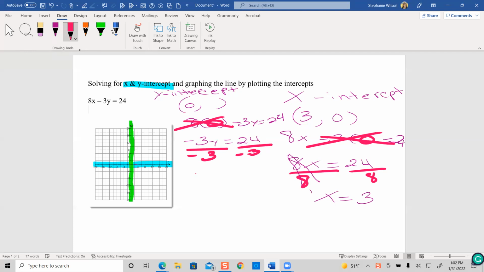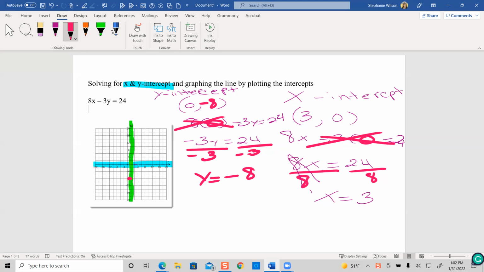So let's divide the other side. So now I got negative divided by positive is negative. 3 goes into 24 8 times. So I know that the y-intercept is 0, -8. So let's go to where the origin is 0, 0, and we're going to go down because y is negative. We're going to go down 8, and it's going to be 2, 4, 6, 8 right here.